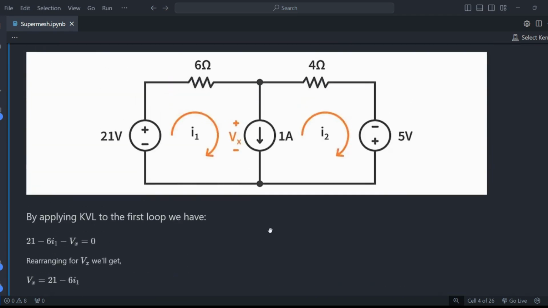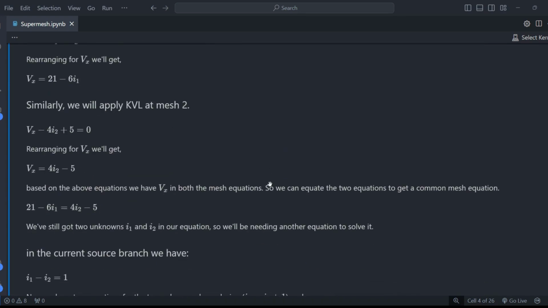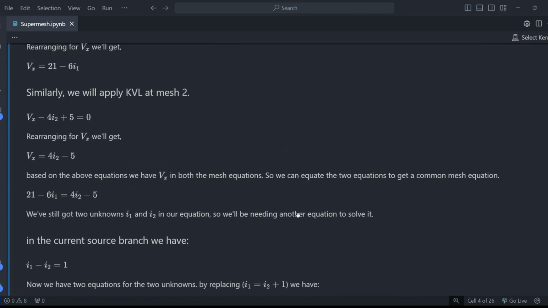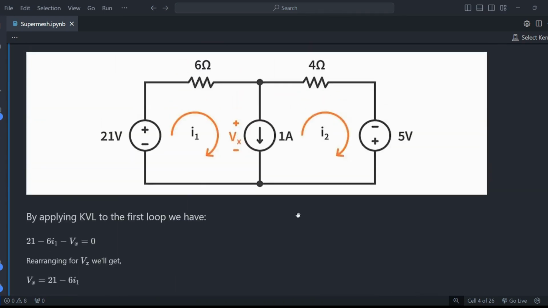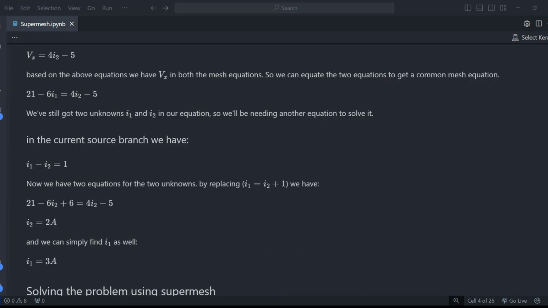As I told, we will get that equation from the current source branch, this branch here. So what we get is I1 minus I2 equals 1, because I1 and I2 are both flowing through this branch simultaneously. Now we have two equations for the two unknowns. By replacing I1 equals I2 plus 1, we have 21 minus 6I2 minus 6 equals 4I2 minus 5, and we get I2 as 2 amps and I1 as 3 amps.